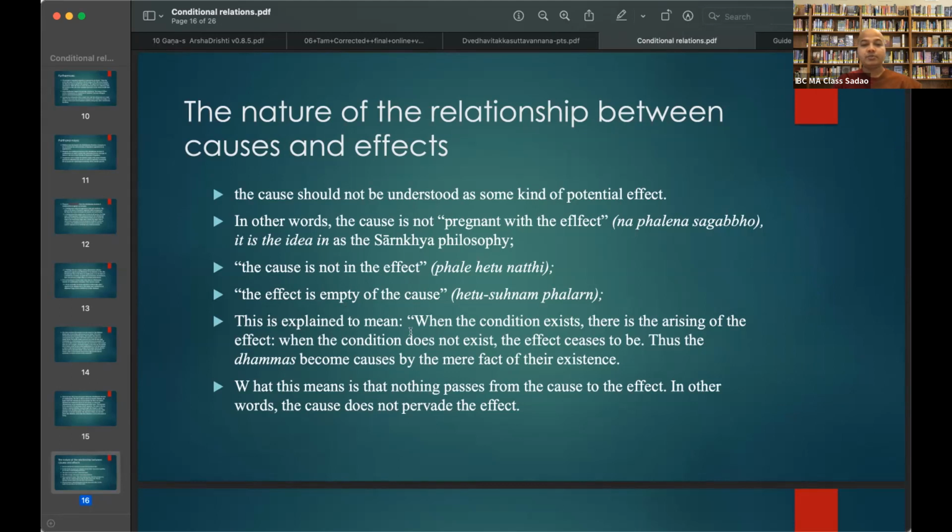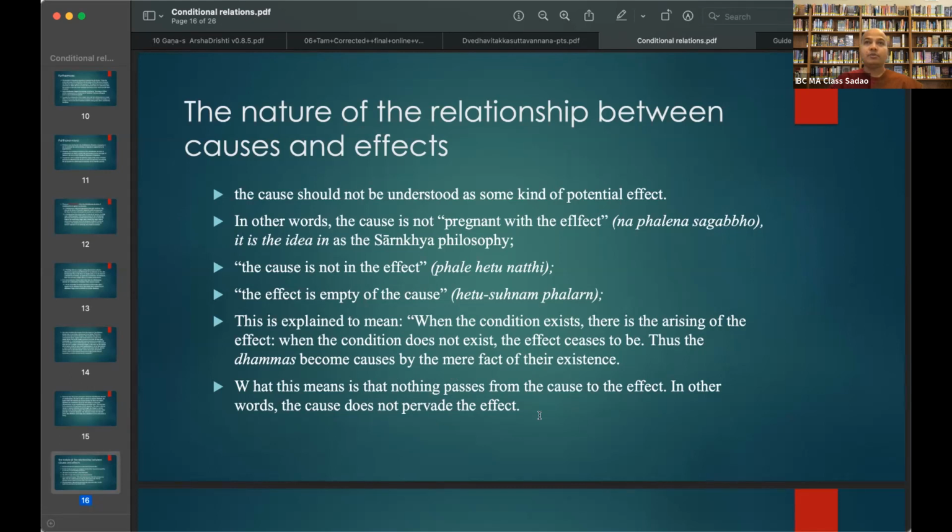This is explained to mean: when the condition exists, there is the arising of the effect. When the condition does not exist, the effect ceases to be. Thus, the dhammas become causes by the mere fact of their existence. What this means is that nothing passes from the cause to the effect. In other words, the cause does not provide the effect.